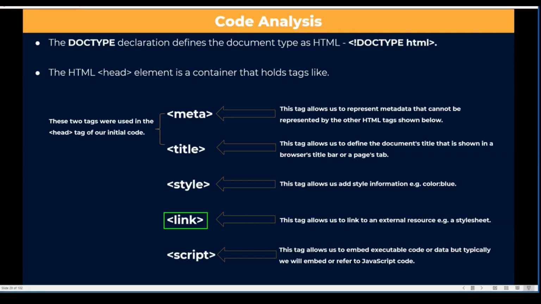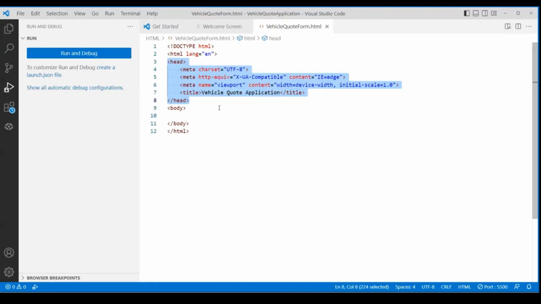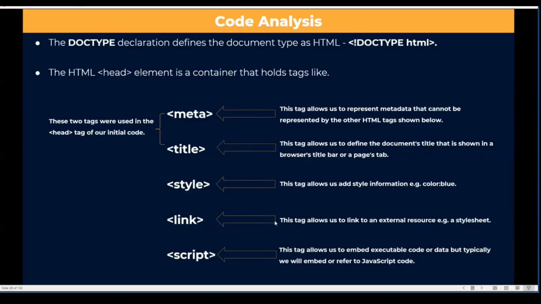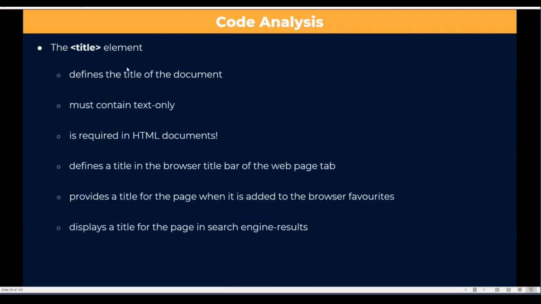A link, we could use a link as well. So we could put a link into this and link it to the CSS, or we could link it to somewhere else. We can also put a script tag in. The script tag would allow us to link to a JavaScript file, for example. So if we're doing HTML, CSS, and JavaScript, then we can connect them all together.